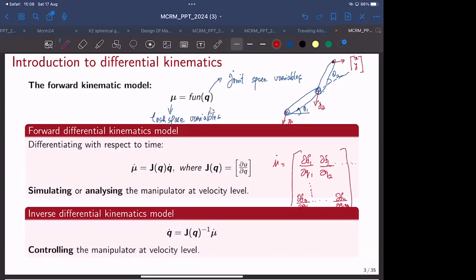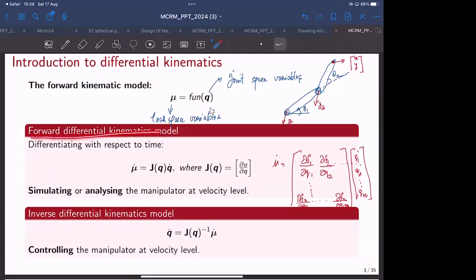Because depending on the robot manipulator, the function could be a vector function, and the variables could be q1 dot, q2 dot, all the way to qn dot. There could be m equations, that is, m functions mapping from joint space to task space, and n joint variables. So that is how you derive the Jacobian matrix. We'll cover that in more detail in the subsequent slides.